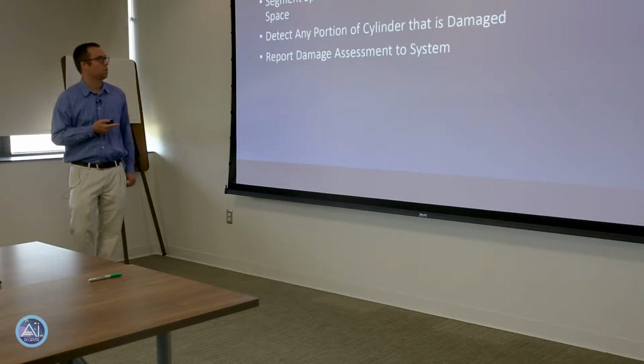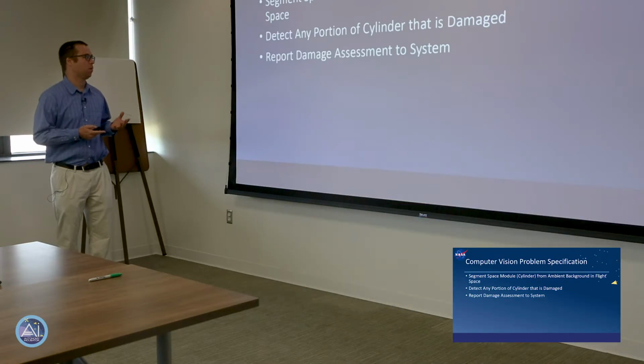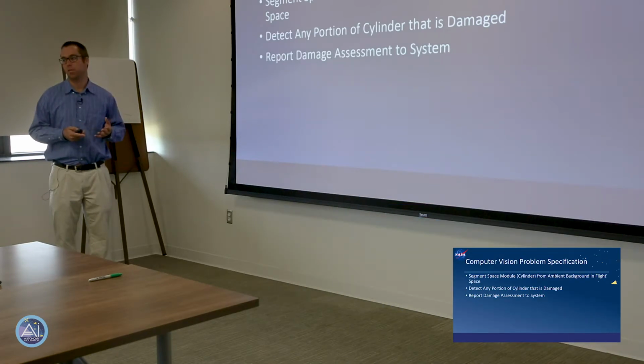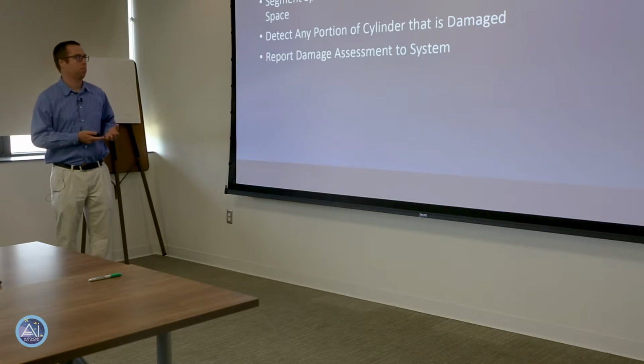So the problem is basically two-part. First, you want to segment the cylinder from the background. We want to know where the module is in the image. The second part of the problem is we want to detect where the damage is within the module that we've segmented. So we use a window-based approach and find windows of damage. And then we report the damage to the system.